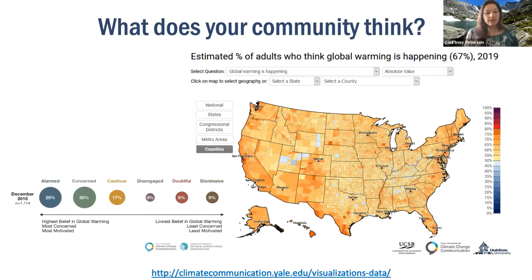And then at the opposite end of the spectrum, we've got a smaller amount in that dismissive category, where there's a lower belief in global warming. They're not really concerned, and they're not really motivated to take action. And so Yale has really taken this information and the results from their public perception surveys that they do on global warming across the US, and put all of that information into these downloadable maps.